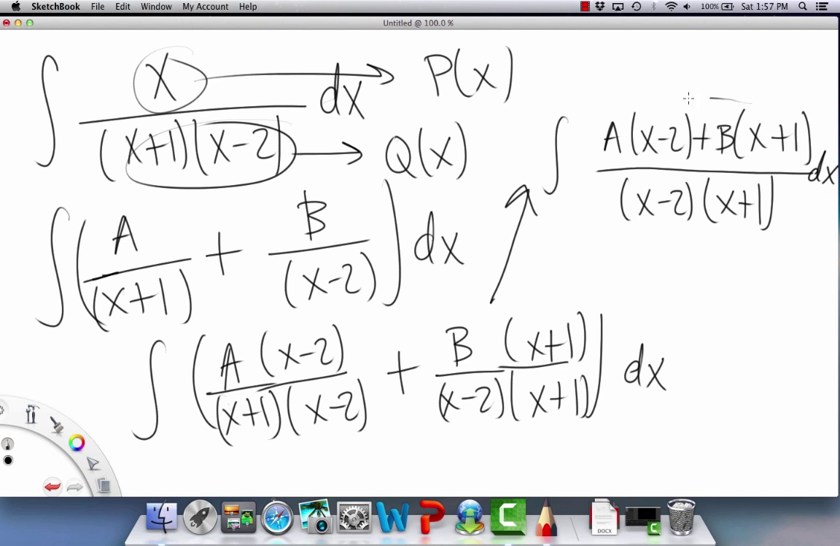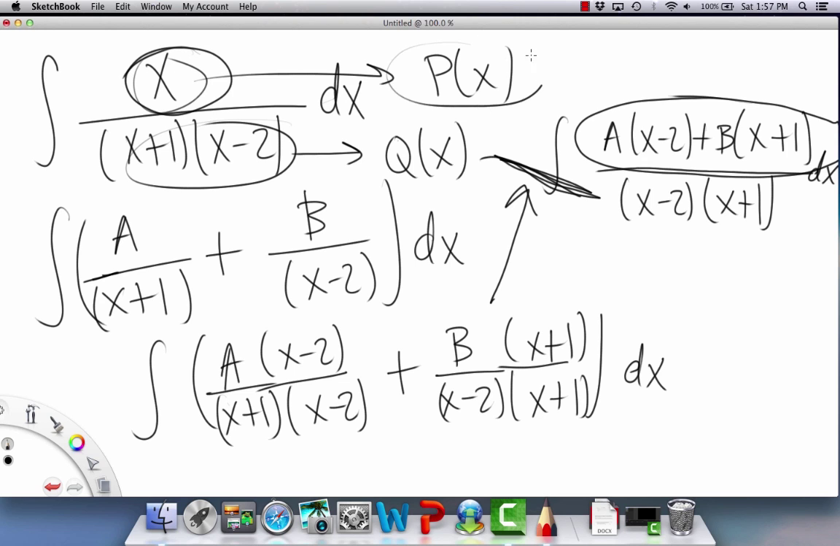Okay, so as you can see on top, now we have some combination of a's and b's and x's and other numbers. And on the bottom, well, I switched the two order, but it looks exactly like our q of x, right? Because we have x plus 1, in parentheses, times x minus 2, okay? So basically what we can do now is equate our given p of x, the thing that they give us on top, to what we found in terms of a and b. Okay, so I'll continue this on the next slide.